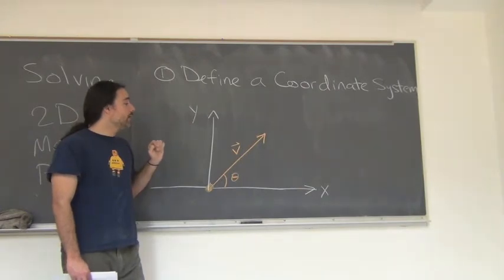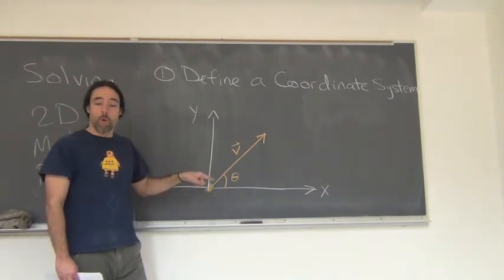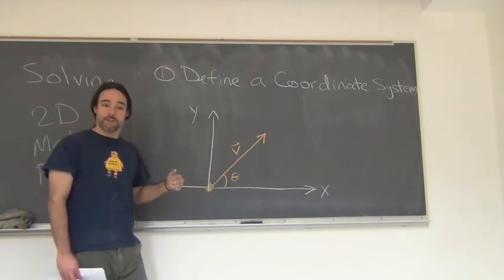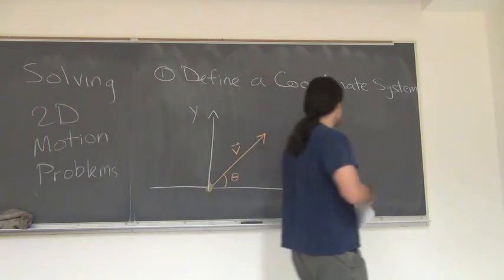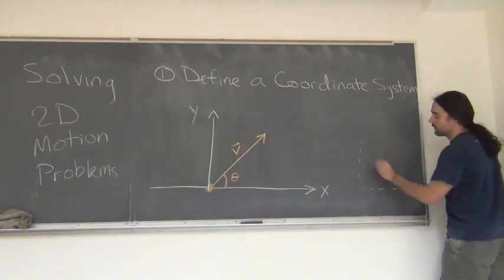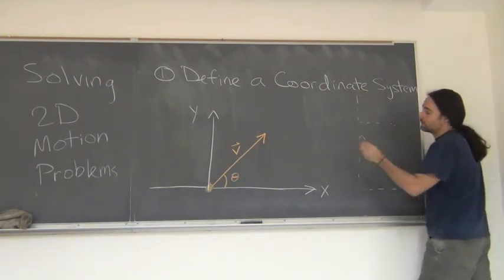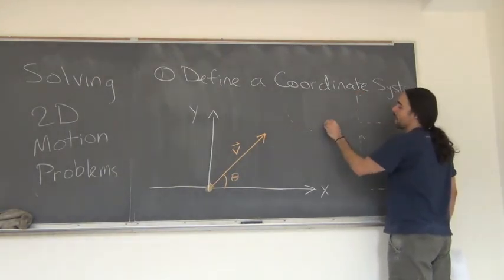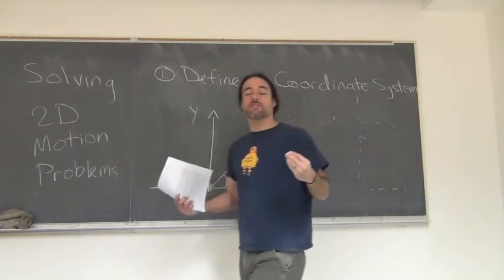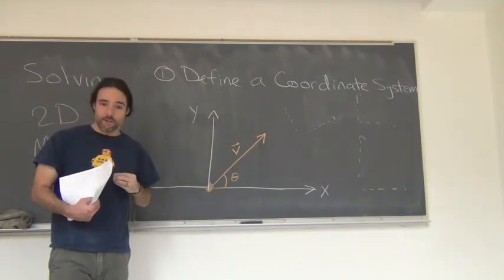Now, that doesn't have to be the case, right? I didn't have to center my origin for this coordinate system right on the object in its initial position. I could have put my coordinate system over here. If I wanted to, I could have put a coordinate system over here. I could have put it up here. I could have even oriented it at some weird angle if I wanted to. It doesn't actually matter where I put my coordinate system, as long as I'm consistent.